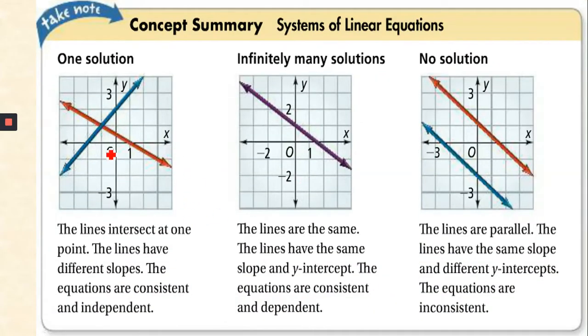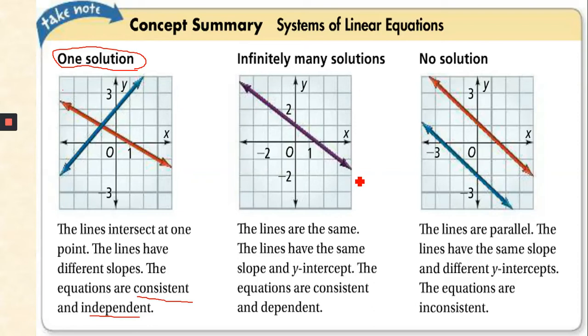So we have here the summary. If the two lines intersect, this point of intersection represents the solution. Since these two lines intersect at one point, it means the system has one solution. The equations are consistent and independent.